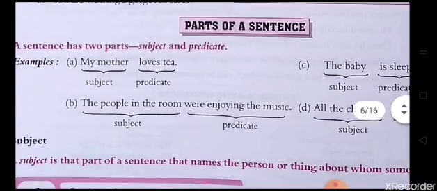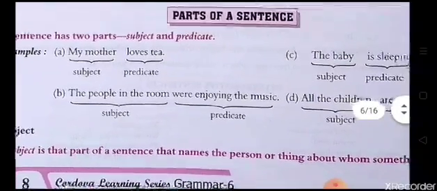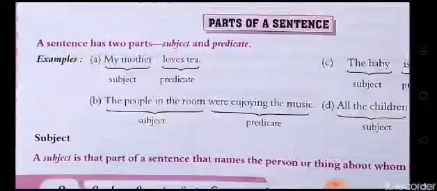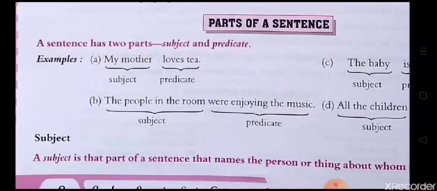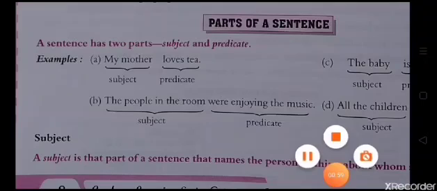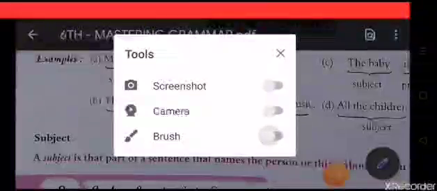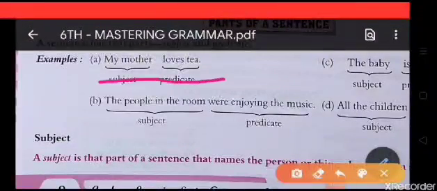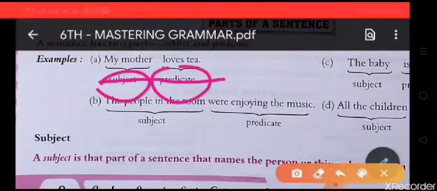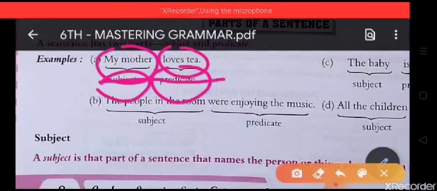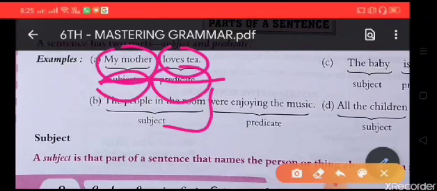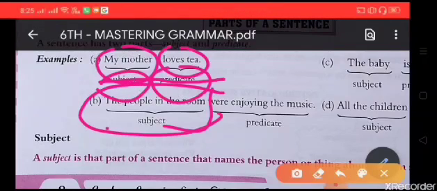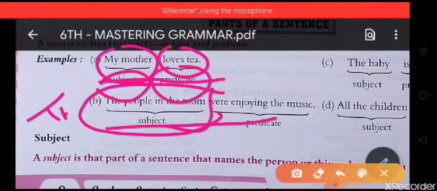Let's see in this page, a sentence has two parts, subject and predicate. Here you can see the example. My mother loves tea. Now here you can see the subject and predicate. My mother loves tea. The people in the room were enjoying the music. The sentence is talking about who is enjoying the music. Who were enjoying the music? The people in the room. So the sentence is talking about the people.